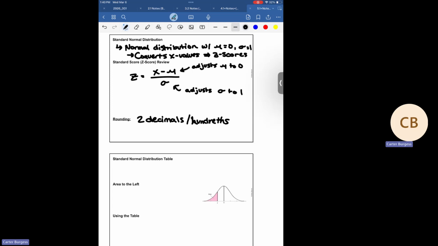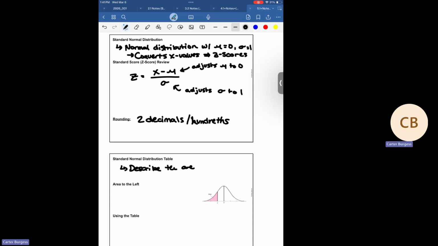Alongside our standardized X values. So we get our X values, we turn them into Z-scores. We can then take those Z-scores and, using a particular table, which I think is often referred to as a Z-chart or a Z-table, we can convert those into probabilities. In particular, the table is going to take a z-score and tell you the amount of area to the left of that score.